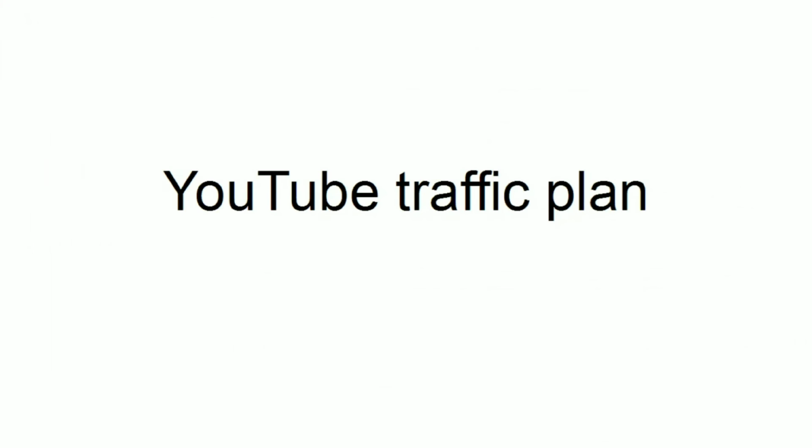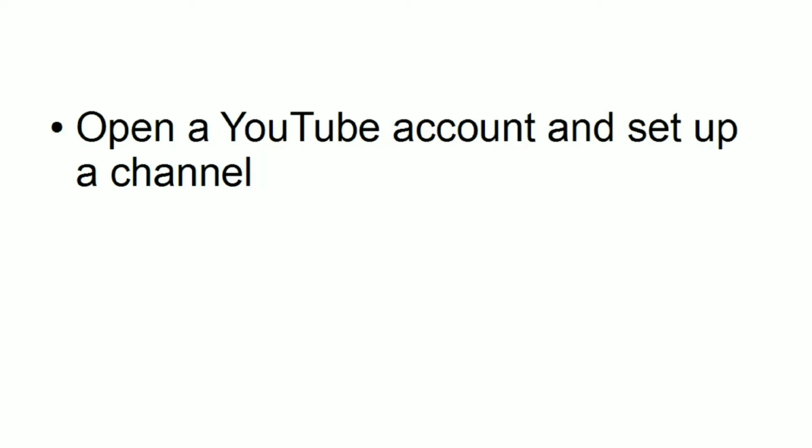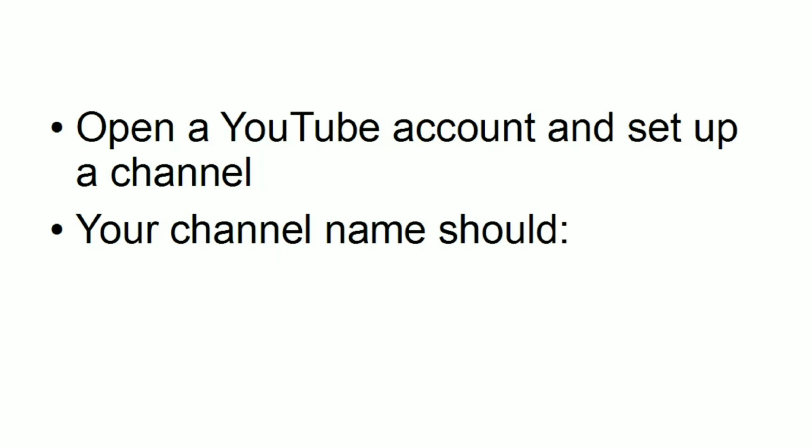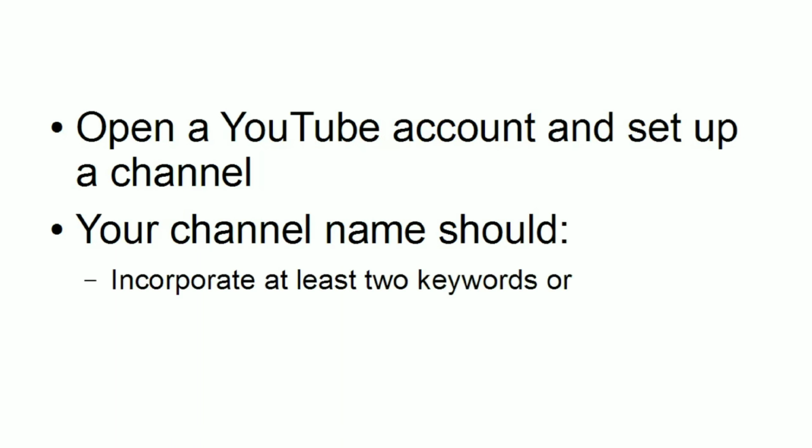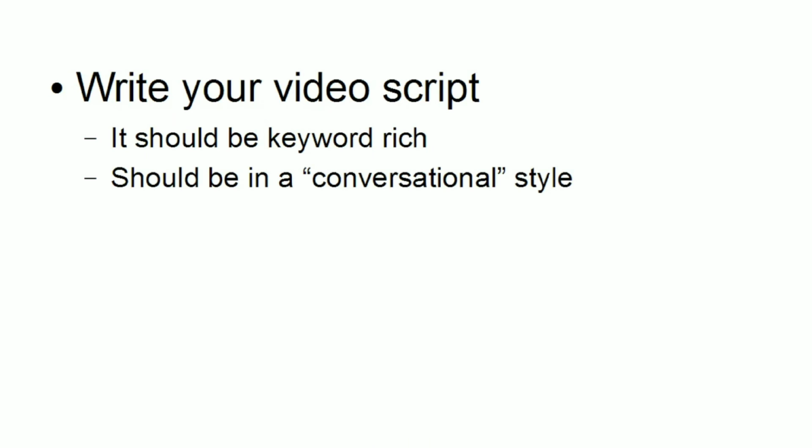Okay, let's put together a YouTube traffic plan. First thing you want to do is open a YouTube account and set up a channel. Your channel name should, of course, incorporate at least 2 keywords or be your business name. That way it can be referenced back to who you are or what you do. Then you want to write a video script, and it's very important that you actually write this out. I'll explain why in a moment. But it should be keyword rich, and it should be in a conversational style.